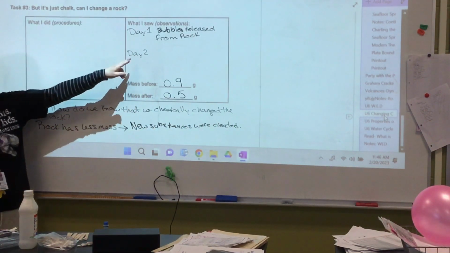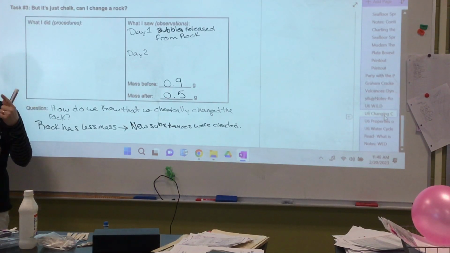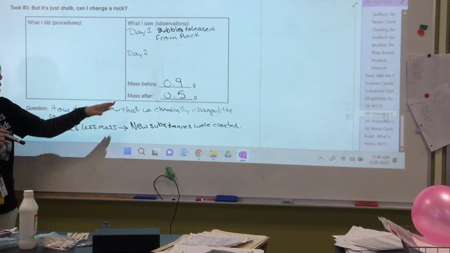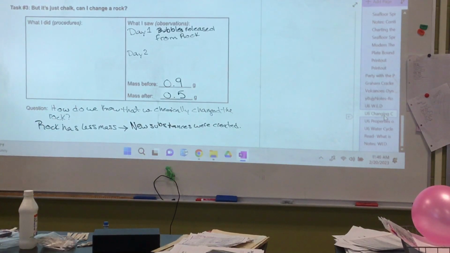Originally, we saw gas bubbles, so we know gas was being created. Then, after day 2, we saw that the acid was cloudy. There was something floating around in it. We saw crusty stuff around the edge. No, Katie. We saw crusty stuff around the edge. So we saw that the rock has less mass, plus we saw new substances were being created. So we know a chemical reaction happened.